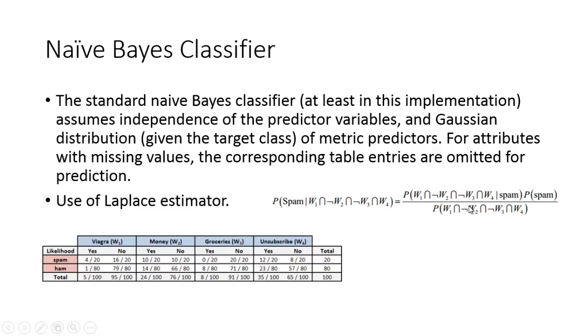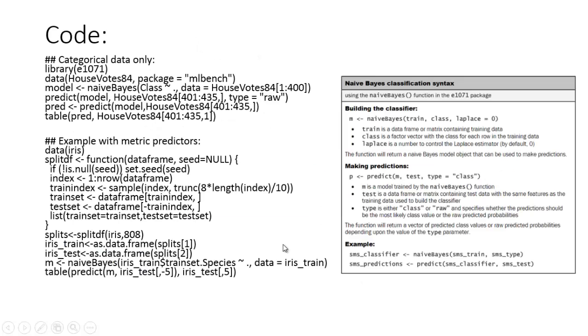Now divide by the total probability: given a message is spam, what's the probability that it contains these words, plus given a message is ham, what's the probability that it contains these words. So this will be the total probability. Now let's move on.